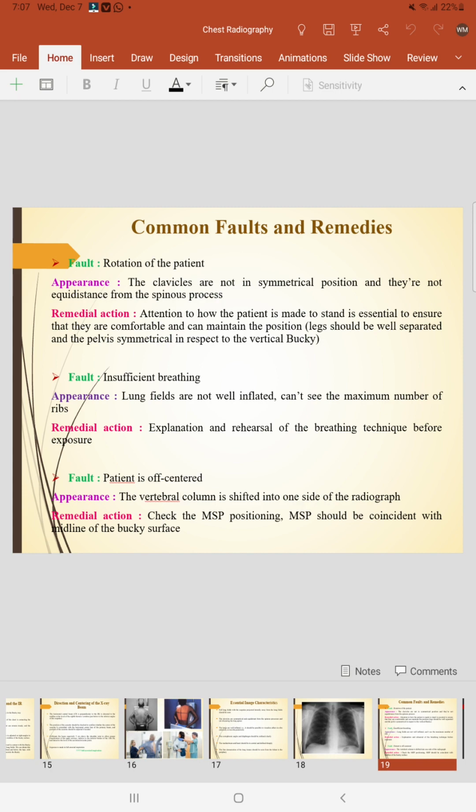Second fault is insufficient breathing. Appearance: lung fields are not well inflated, and the maximum number of ribs cannot be seen. Remedial action: explain and rehearse the breathing technique before exposure. Third fault is the patient is off-centered. The vertebral column is shifted to one side of the radiograph. Remedial action: check the median sagittal plane positioning. The MSP should be coincident with the midline of the bucky surface.